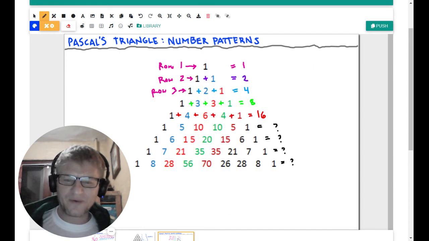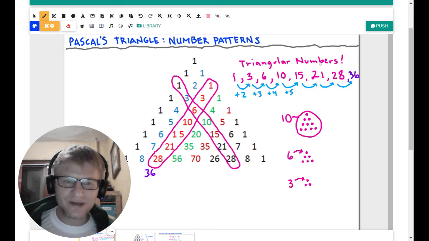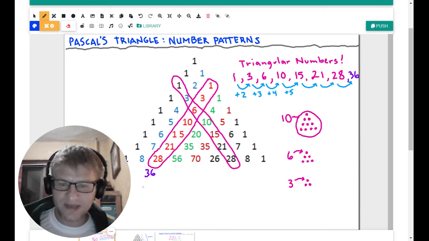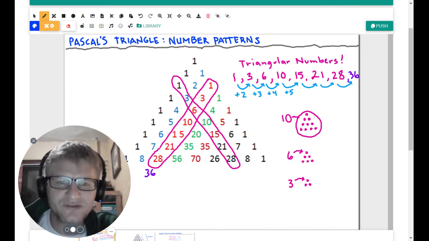So we're going to talk about this right here. I want you to see if you can figure out the remaining rows. I want you to see if you can draw the triangular numbers and maybe predict the next three after 36. What's going to be the next three numbers? I'd like you to try that and see if you can find any other cool patterns in Pascal's triangle today.